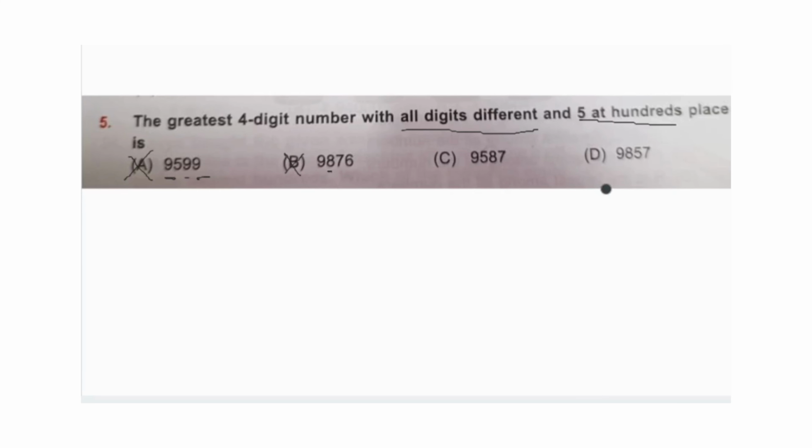If you see option number D, here you again have all numbers different, but 5 is not in the hundreds place. We can rule out option number D. We are left with the correct answer, which is option number C, 9587. So instead of really finding out the largest number, you can use the method of eliminating options that do not comply with the conditions and find the correct answer.